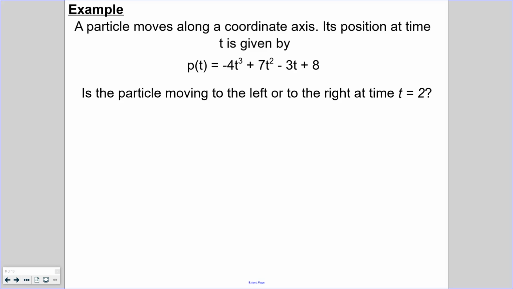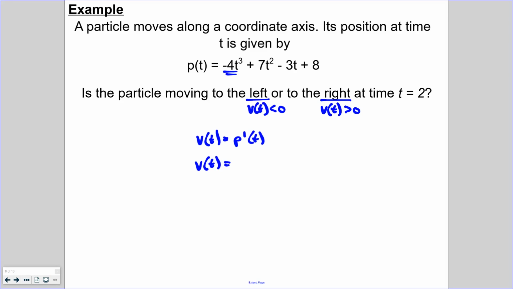Well, we know that if a particle is moving to the left, that means that our velocity function is going to be less than 0. If it's moving to the right, that means our velocity function will be greater than 0. So, first thing we need to do, find our velocity function. And we know that our velocity function is the derivative of our position function. And that's pretty easy to find with this given position function.